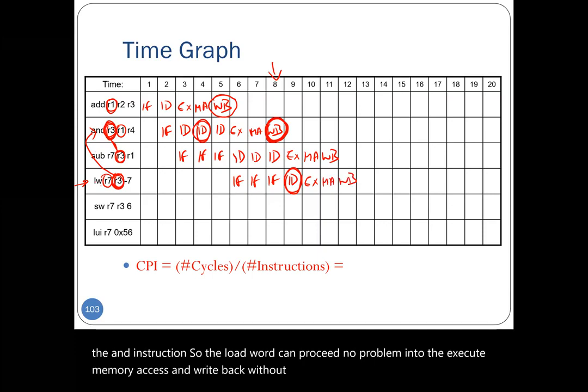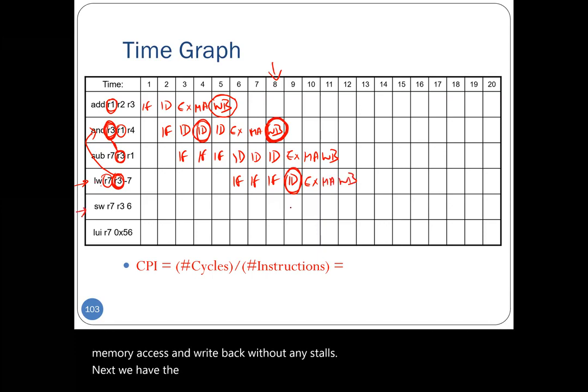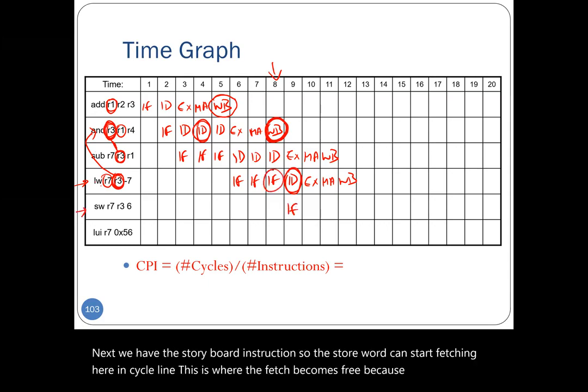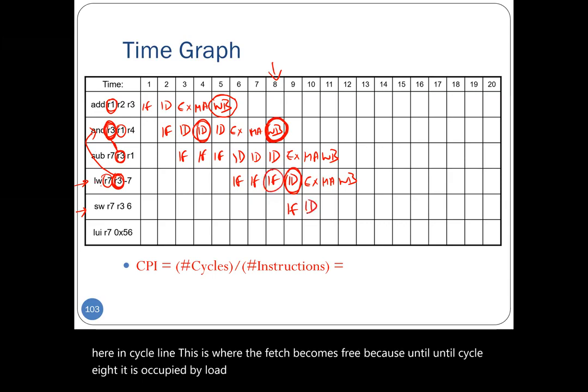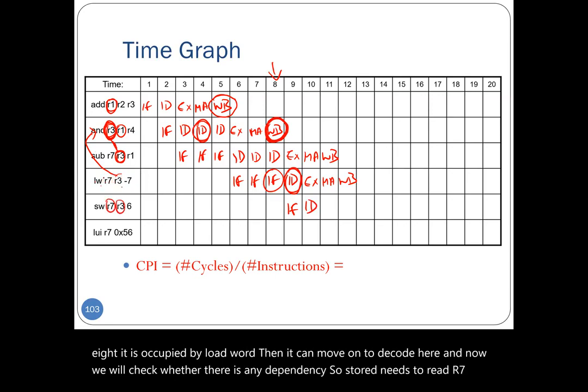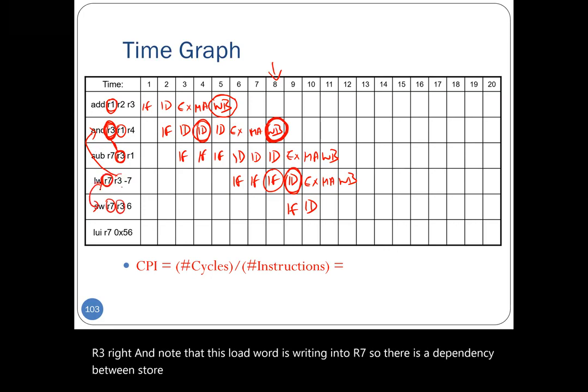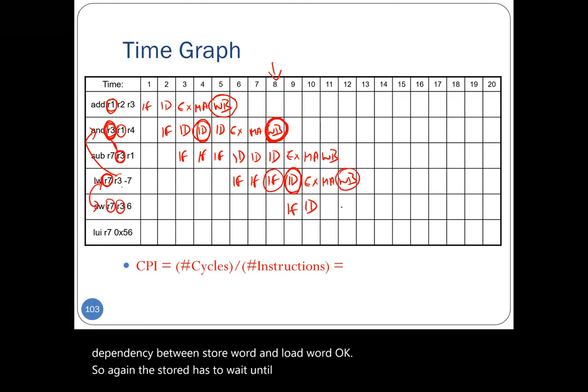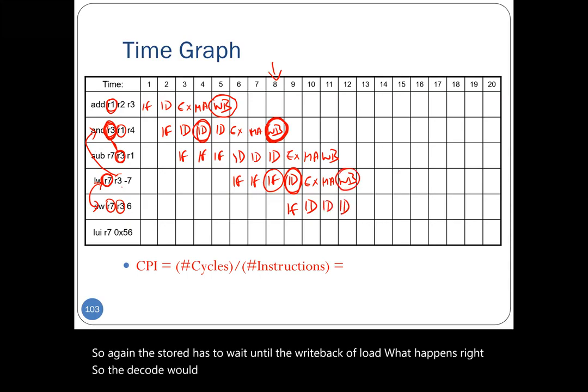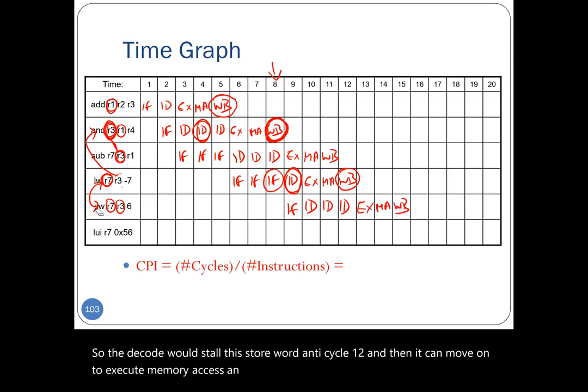Okay. Next, we have the store word instruction. So the store word can start fetching here in cycle 9. This is where the fetch becomes free, because until cycle 8, it is occupied by load word. Then it can move on to decode here. And now we will check whether there is any dependency. So store word needs to read R7 and R3, right? And note that this load word is writing into R7. So there is a dependency between store word and load word. Okay. So again, the store word has to wait until the write back of load word happens, right? So the decode would stall this store word until cycle 12, and then it can move on to execute, memory access, and write back.